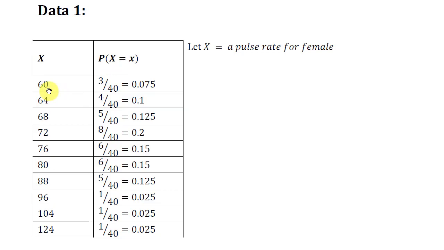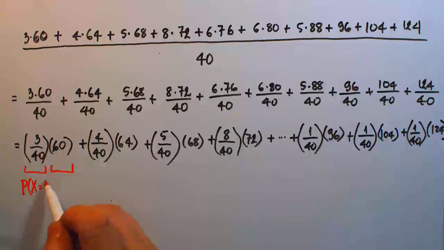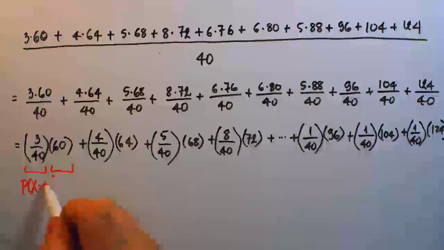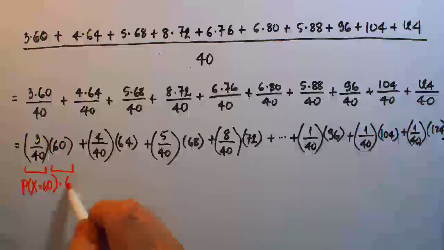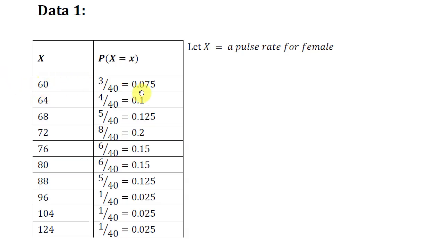And so as an explanation for 3 out of 40, now I'm seeing that as the probability where the random variable equals 60. And that probability there is to be multiplied with 60, the actual value of the data in my first entry of the data table.